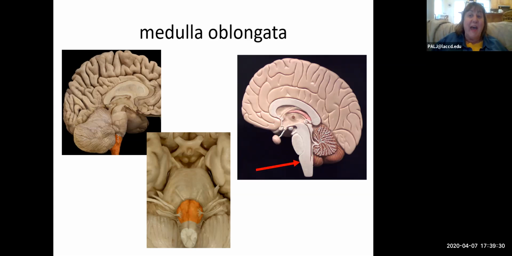So that's it for the midbrain. For the brainstem, 3 areas. Superiorly, the midbrain, which anteriorly had cerebral peduncles, and posterior had the corpora quadrigemina, which were superior and inferior colliculi. Below that, we had the pons, and below that, we had the medulla oblongata.